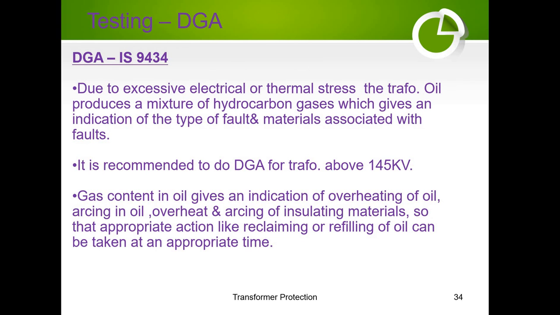Due to excessive electrical or thermal stress, the transformer oil produces a mixture of hydrocarbon gases, which give an indication of the type of fault and the material associated with the fault. It is recommended to do DGA for transformers of 145 kV. The gas content in the oil gives an indication of overheating of the oil, arcing in the oil, and overheating or arcing of the insulation material, so that appropriate action like reclaiming or refilling of the oil can be taken at the appropriate time.